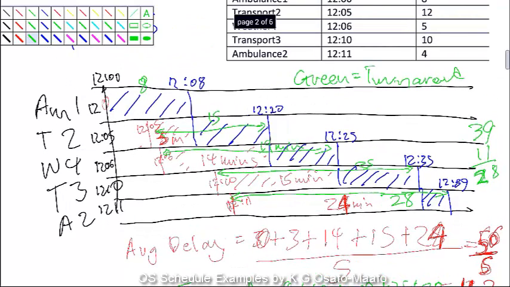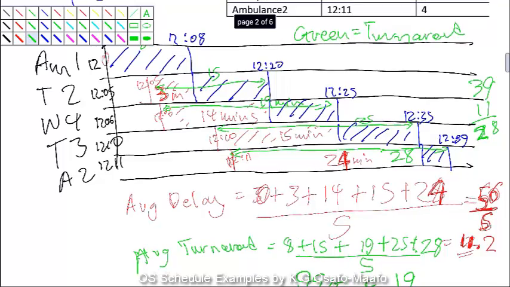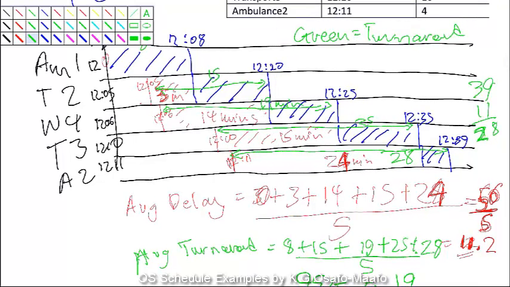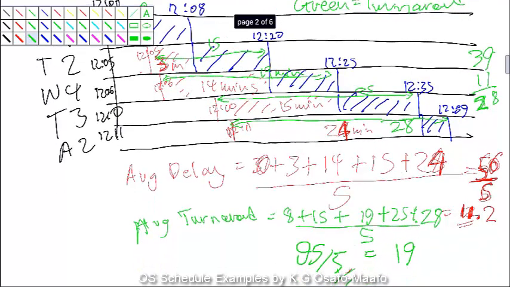Right. So runs for 8, 0 delay. This one runs from 12:05 to 12:20. That's running for a total of 15 with a 3-minute delay. This one runs from 12:06 to 12:25. That's 19 minutes running, but there is a 14-minute delay because it's from 12:06 till 12:20 when it gets to run. The next one is in at 12:10 but finishes at 12:35. Runs total turnaround is 25.